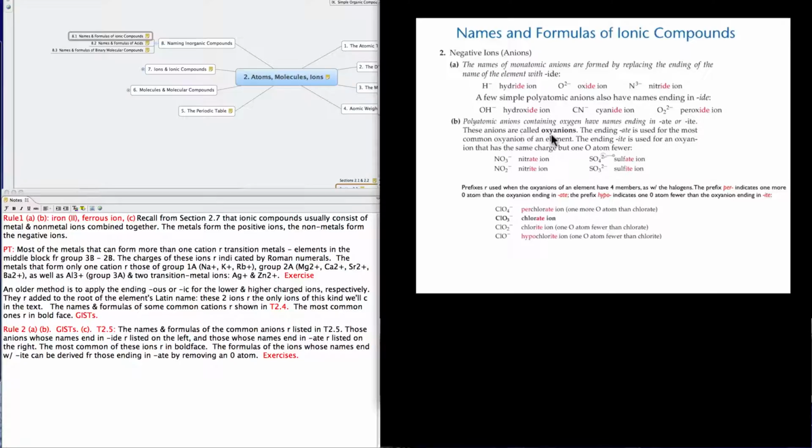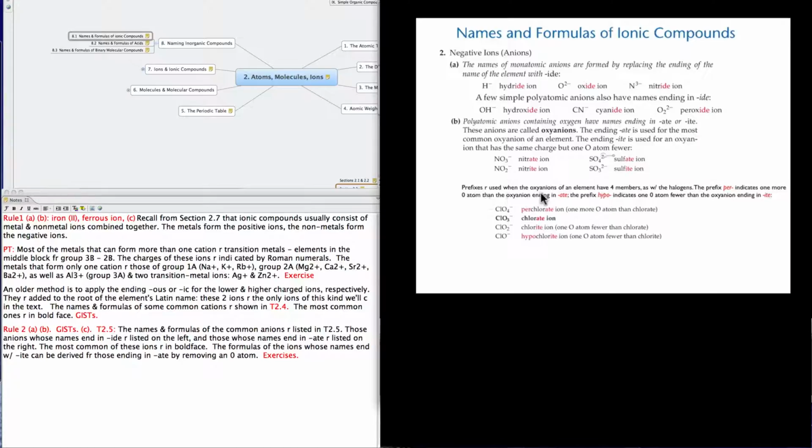So these anions are called oxyanions. The ending "ate" is used for the most common oxyanions of an element. The ending "ite" is used for an oxyanion that has the same charge but one oxygen atom fewer. For example, the most common oxyanion of nitrogen is nitrate ion, NO3 with one negative charge, and the nitrite ion is NO2 with one negative charge.